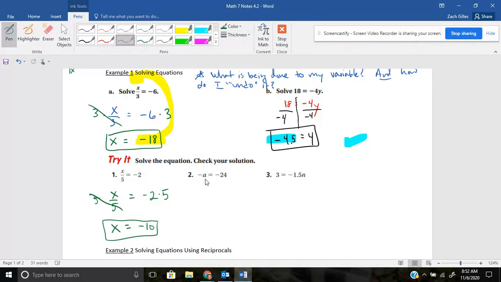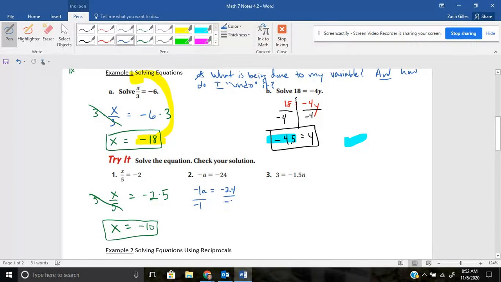Okay. This next one looks a little bit confusing. It says negative a equals negative 24. Well, again, remember, we can assume there's 1 here. So this is the same as negative 1a equals negative 24. And we don't want to know what negative a is. We want to know what positive a is. So how do I undo multiplying by negative 1? Well, you would just divide by negative 1.